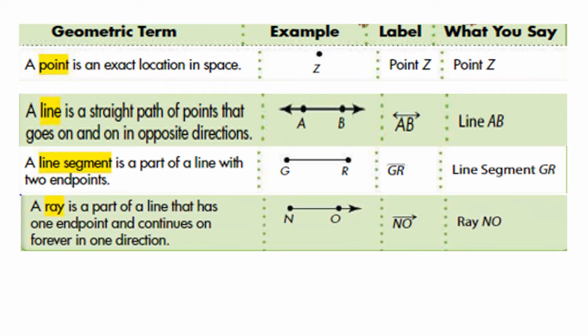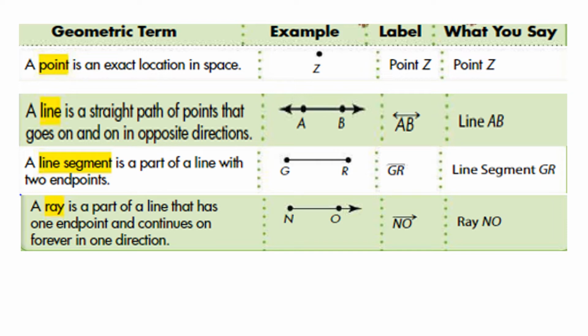The next one is ray. What is the ray, guys? The ray is also a part of a line, but it has only one end point and continues on forever in only one direction. So again, what is the ray? The ray is a part of a line that has one end point only and continues on and on, but in one direction.